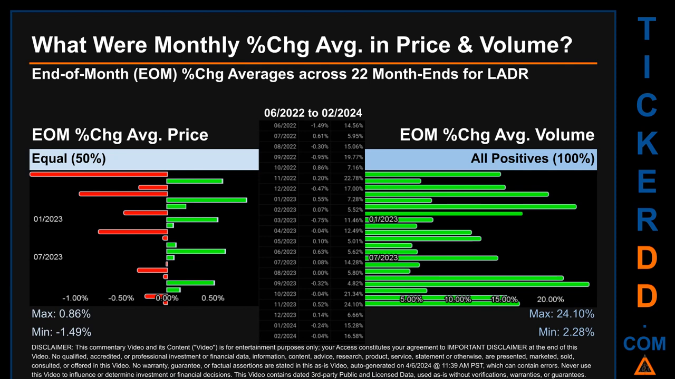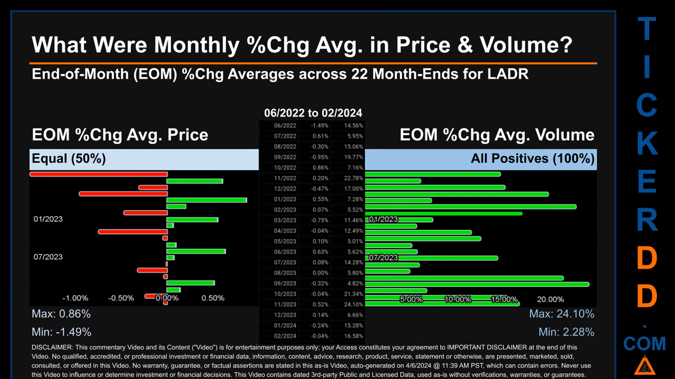From 06/2022 to 02/2024, there was an equal split of monthly percentage change in price across 22 month ends. In terms of volume, 22 out of 22 month ends had a positive percentage change. That is 100% of month ends saw a positive percentage change in average volume.